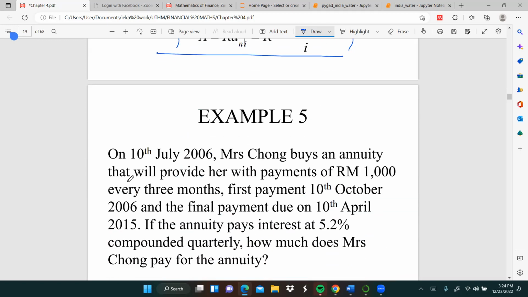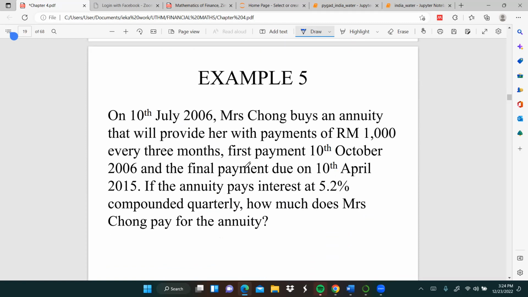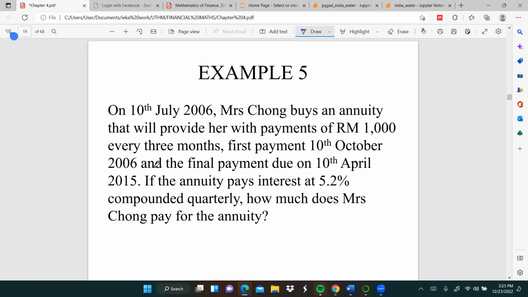Okay, so kita tengok on 10 July 2006, Mrs. Chong buys an annuity that will provide her with payments 1,000 every 3 months. First payment 10 October 2006. Okay, and the final payment 10 April 2015. If the annuity pays interest 5.2% compounded quarterly, how much Mrs. Chong pay for the annuity?